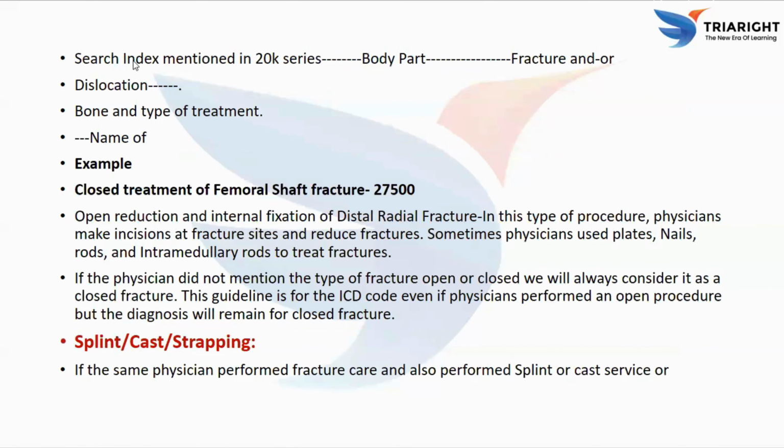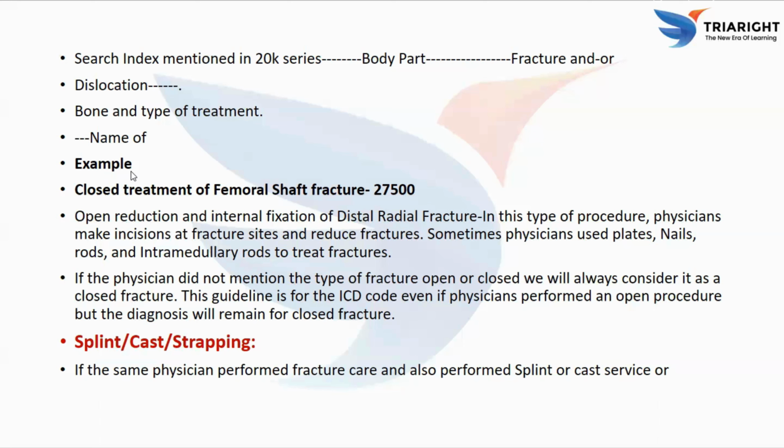So how to search the fracture or dislocation codes? Most fracture and dislocation treatment codes are found in the CPT 20,000 series, mainly from the 23,000 to 27,000 range. Step by step search method. First step is to search the index and look for the body part. Then choose fracture and dislocation, or fracture and/or dislocation. For example, the index part is femur. In femur you have to find fracture. In fracture it's the shaft.